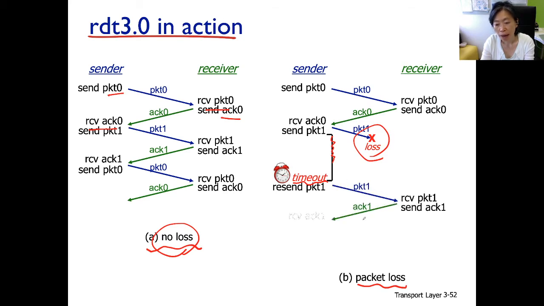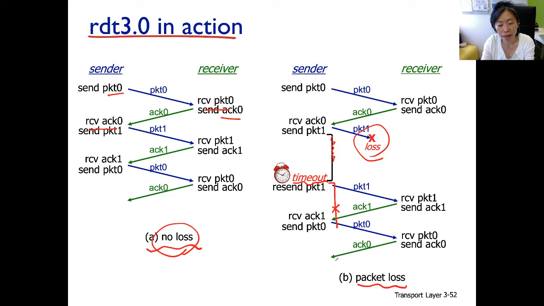So ACK 1 comes in. Hey, there's a timer going on here, but because the ACK comes in before the timer fires, that timer gets canceled. So packet 0 goes, ACK 0 comes back. So this is the single packet loss scenario.